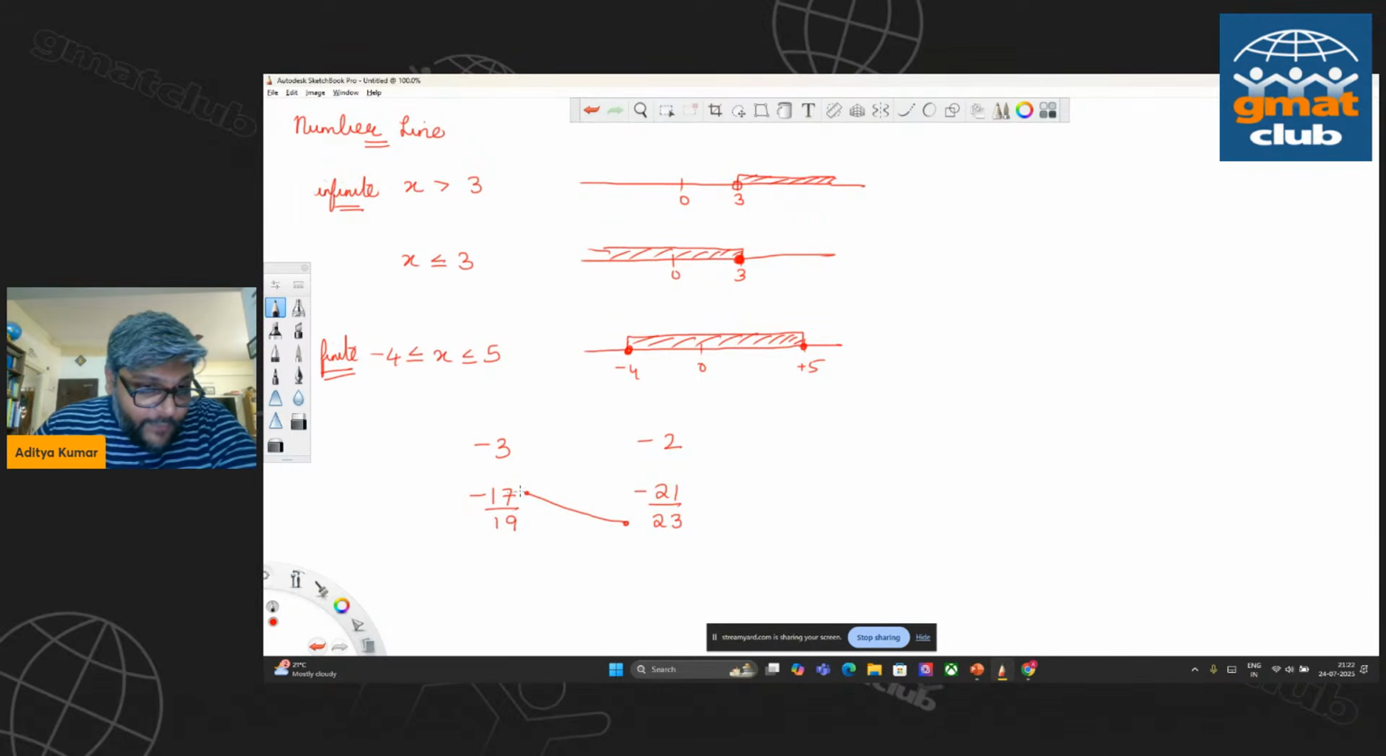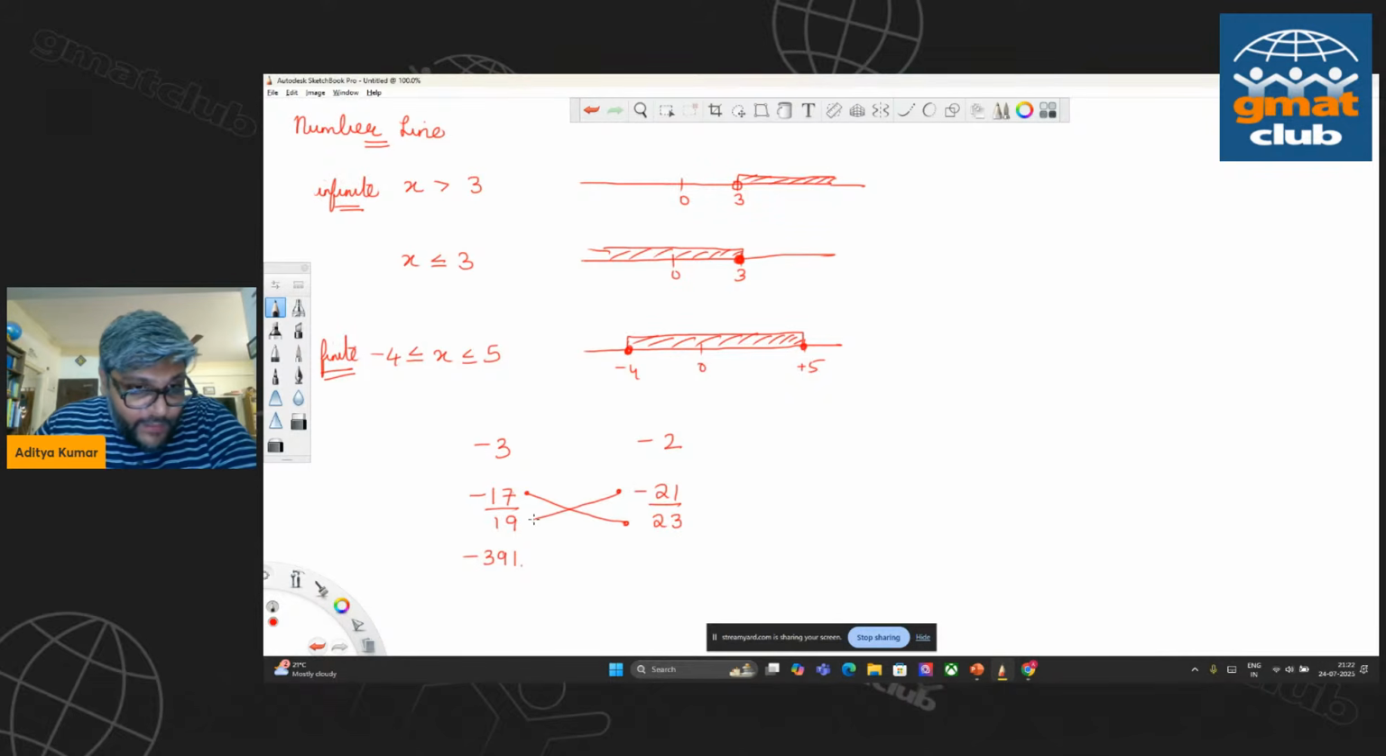Take the numerator of the first, multiply it with the denominator of the second. Minus 17 into 23, what's my 17 threes are 51, 17 twos are 34, plus 5, that will be minus 391. So you take the numerator of the first, multiply it with the denominator of the second, place the product under the fraction that you're taking the numerator from. And do the same for the next as well.